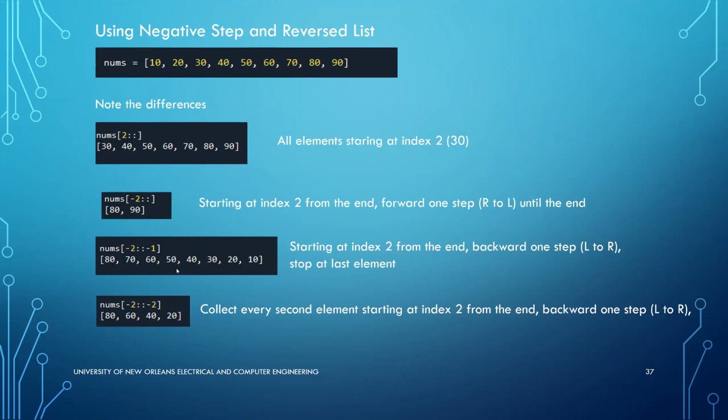Another example, if we look at this one here, nums[-2::-1]. That means again that we're going to start at index 2 from the end, which again is 80. Okay, and we're going to hit until we hit the end of the list, right? Because there's nothing here. But again, this time we're going with a negative increment, which means that we're going from right to left, right? And we're going to stop at the last element. So we're going to start from 80, going all the way down to 10.